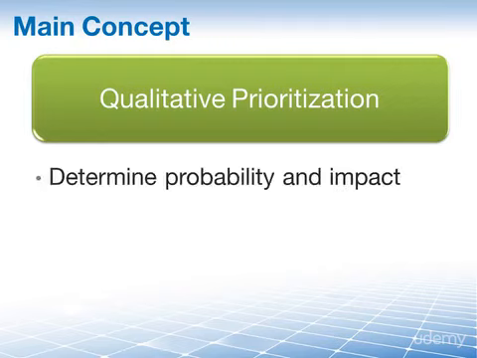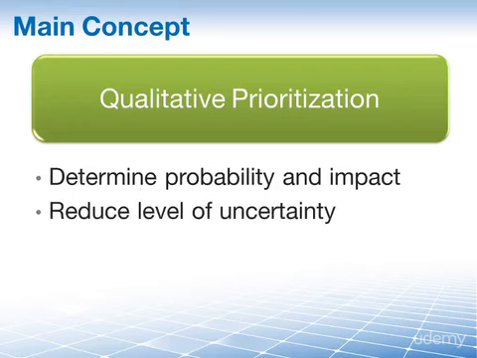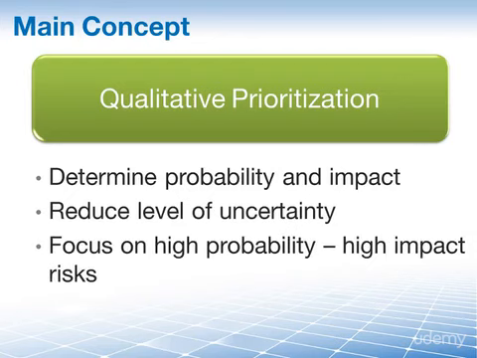We do this by determining the combination of probability and impact of that risk occurring. This reduces the level of uncertainty that is associated with that risk, which then in turn permits us to focus first on high probability and high impact risks.